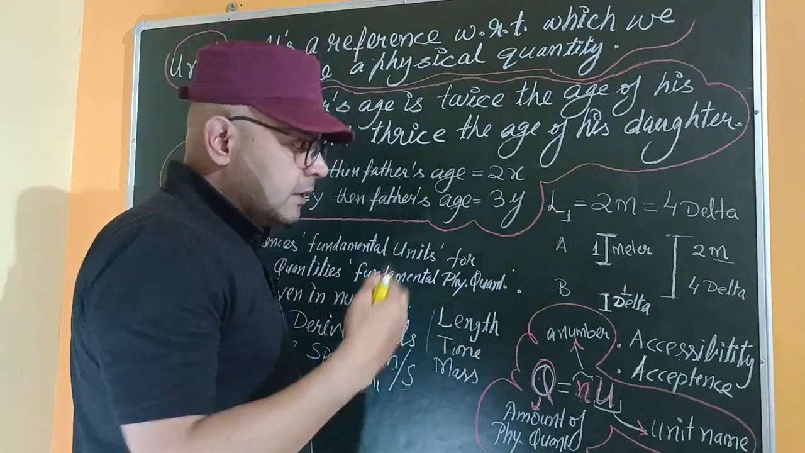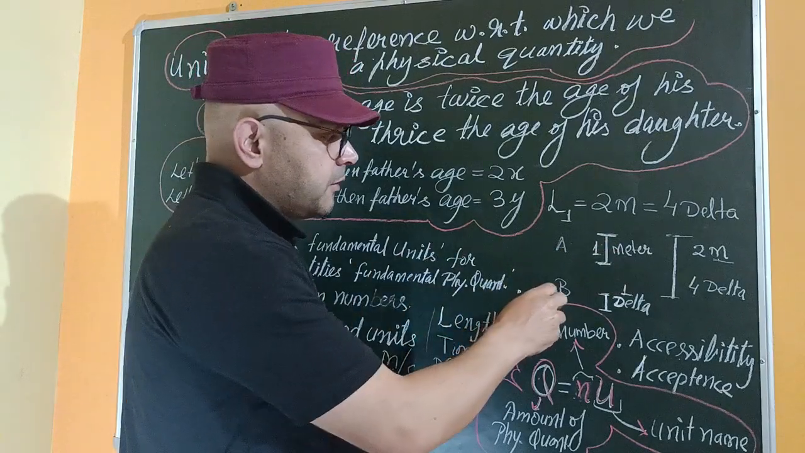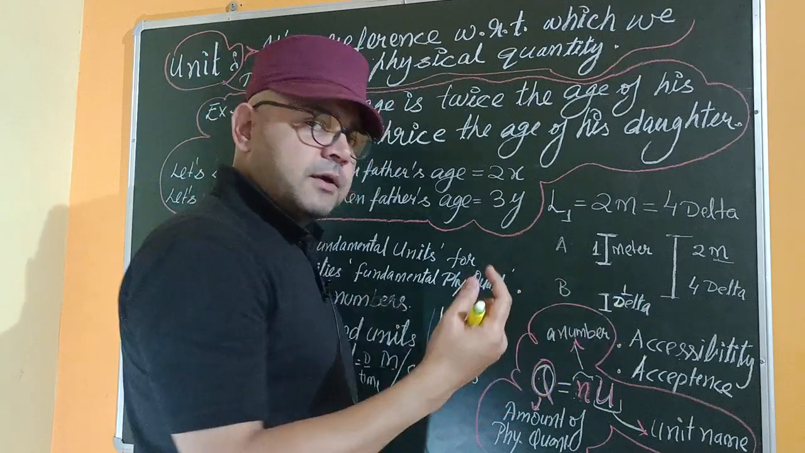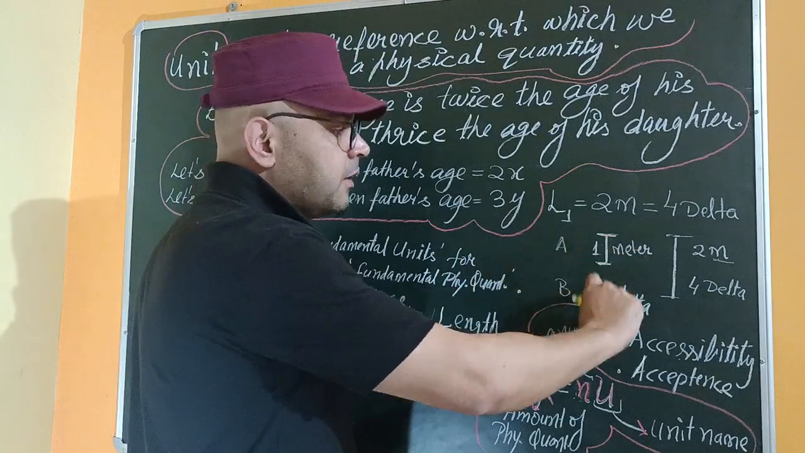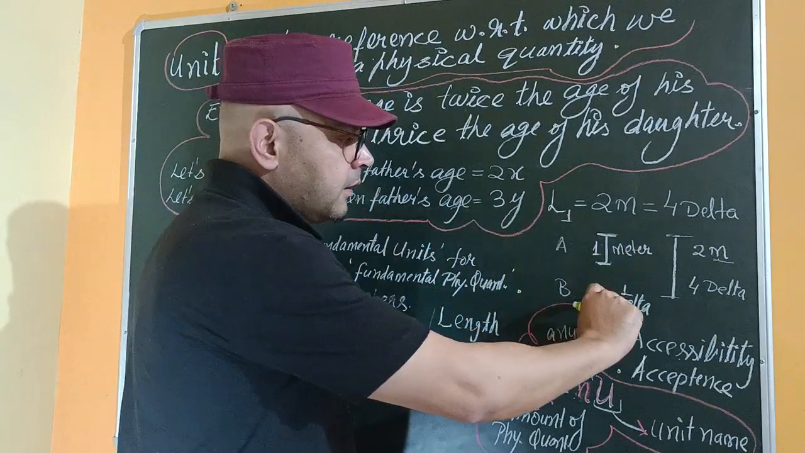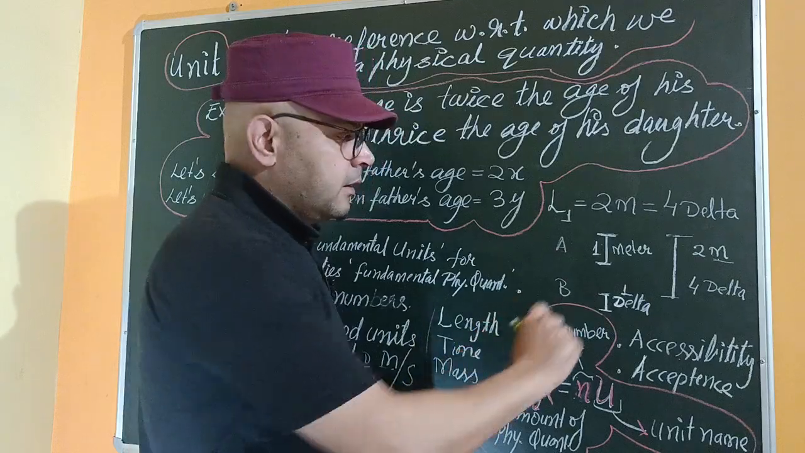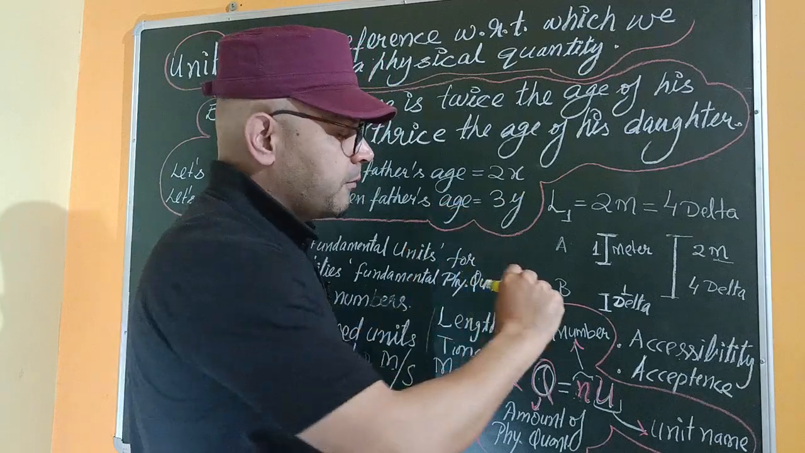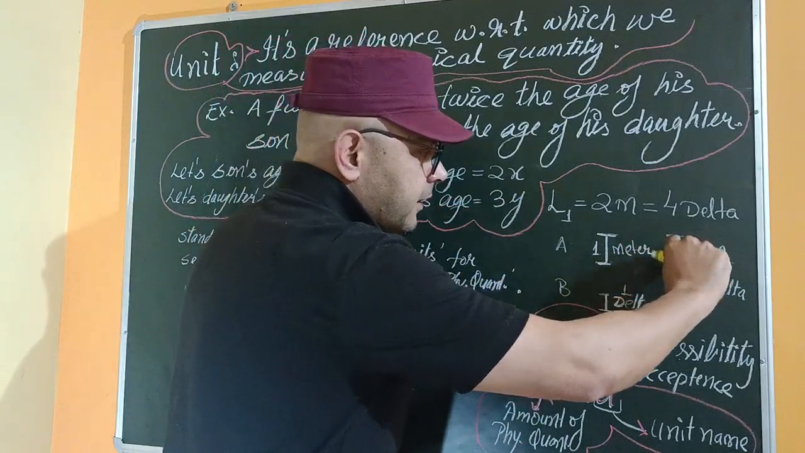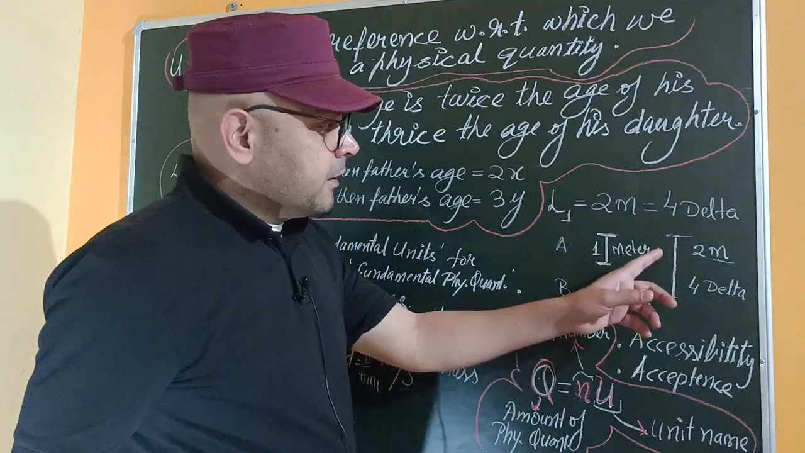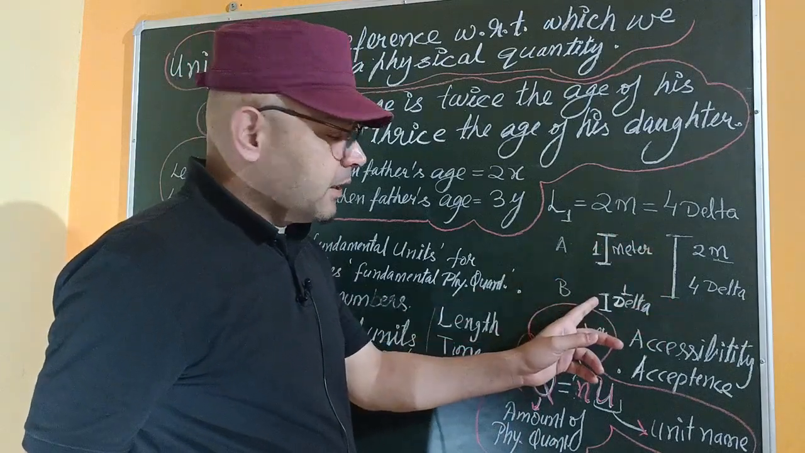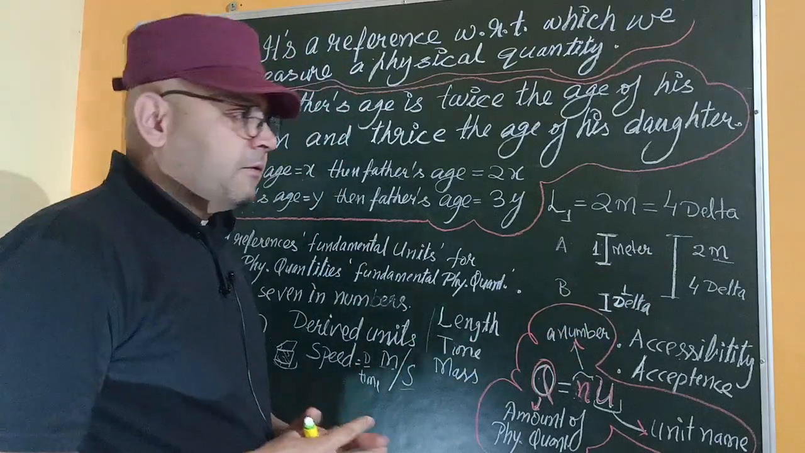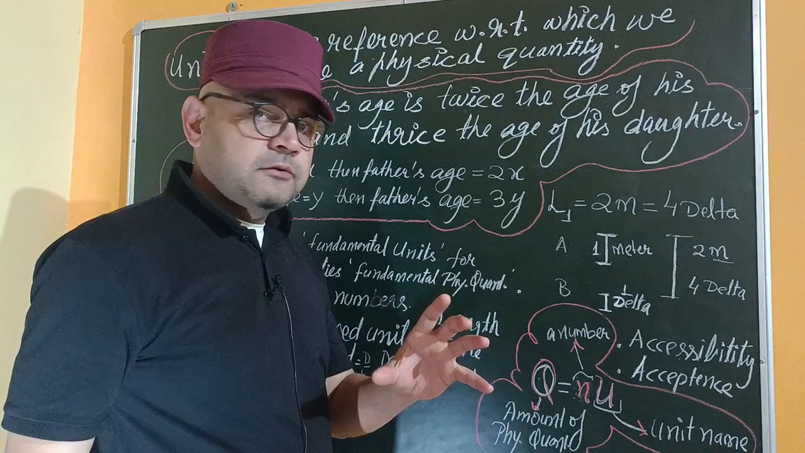In a similar fashion, for another community, let's call it community B, I have a different reference which is different in terms of amount, and name it 1 delta. When I measure this length, I pick it up from here and put it against it, and the outcome comes out to be 4 times the length of this reference. Then I can say this is 4 delta.